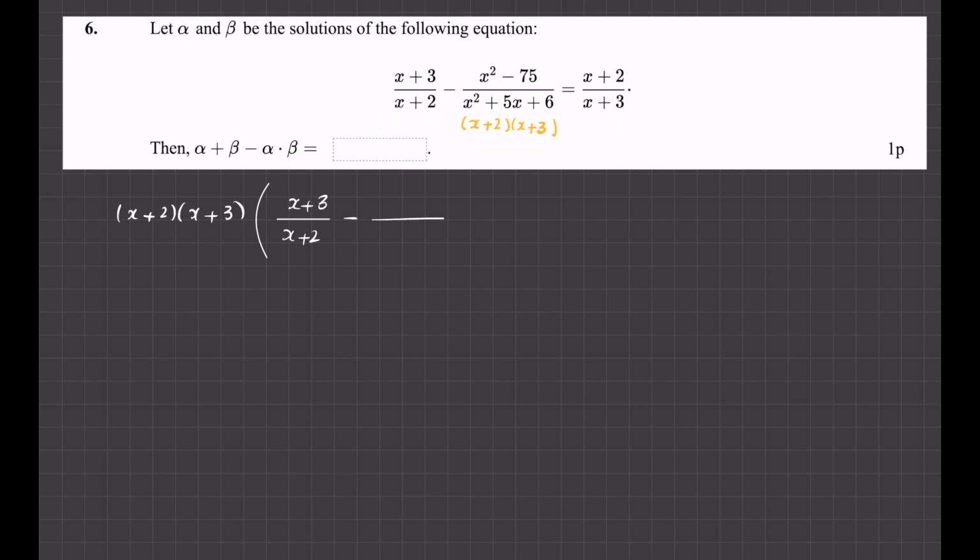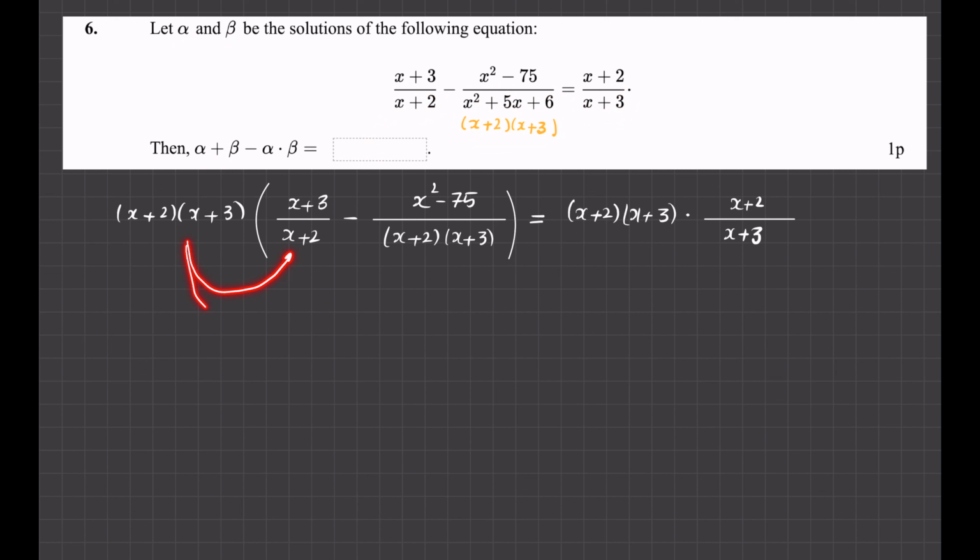Okay, but when I want to write the second one, I copy its numerator. But for the denominator, I write the factorized form. It's always simpler. And of course, on the right hand side, I would do the same: x plus 2, x plus 3, multiplied by x plus 2 over x plus 3. And of course, as before, this should be multiplied here, this should be multiplied here. So let us do that.